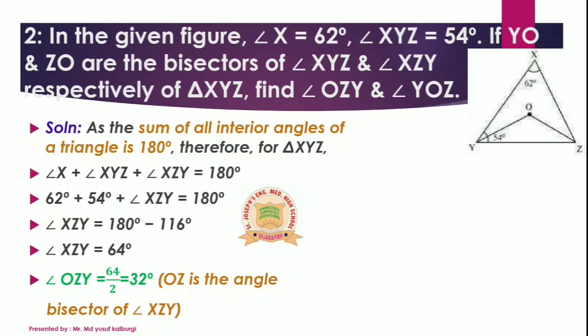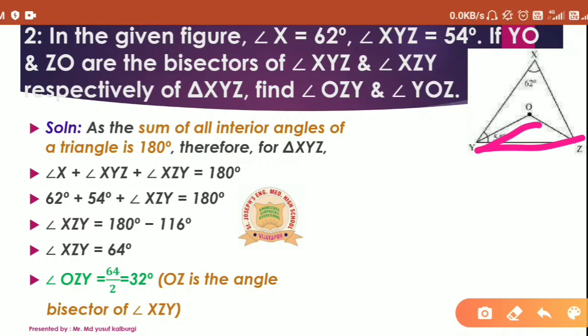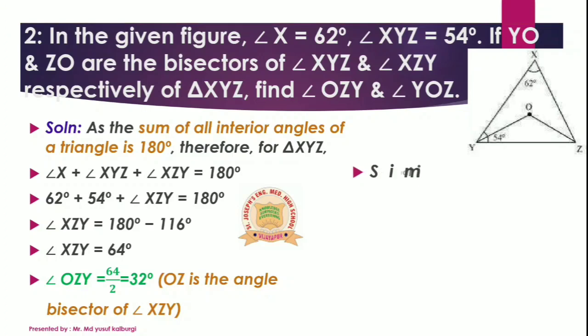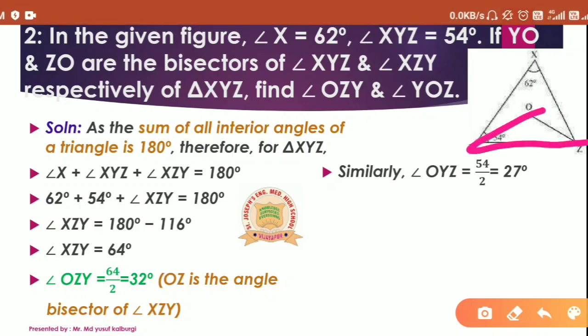So how to find the next one? Similarly, can I find OYZ? OYZ I can also get, because XYZ is 54 degrees, and OYZ is half of 54. So we are going to write OYZ is equal to 54 by 2, that is equal to 27 degrees. If you take this smaller triangle, we have got two angles there. One is 27 degrees and one more is 32 degrees.